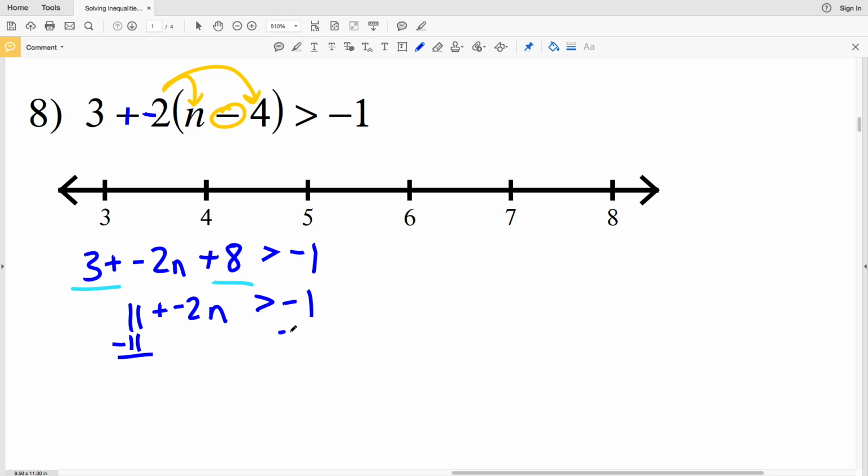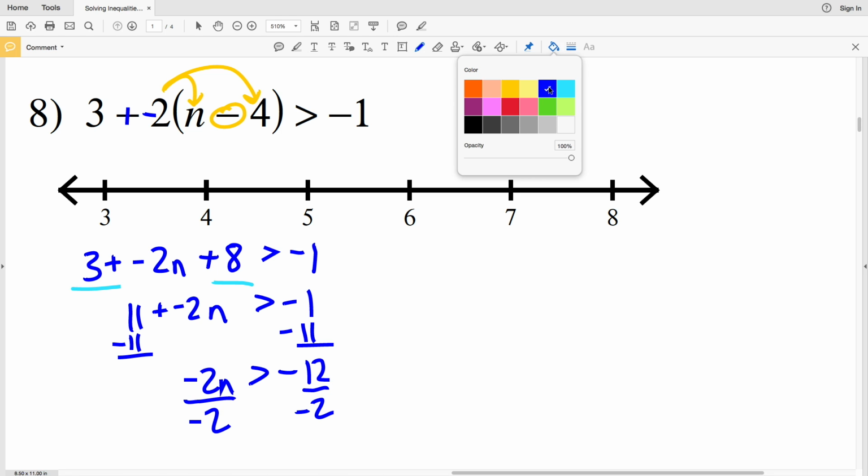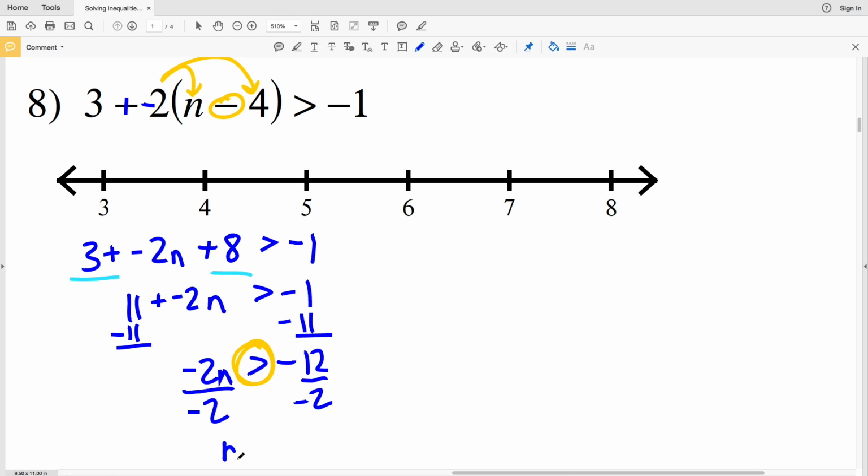Subtract 11 from both sides to get the term with the n by itself. So I'll have negative 2n on my left-hand side of my inequality, and that's going to be greater than negative 1 minus 11, which is negative 12. Dividing both sides by negative 2. Remember, since I'm dividing by a negative, I have to switch that inequality. So that's going to give me that n is less than a positive 6.